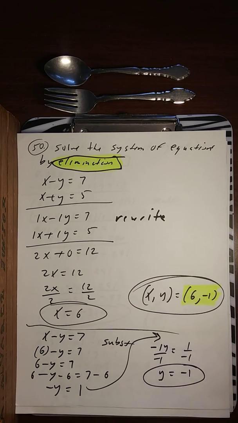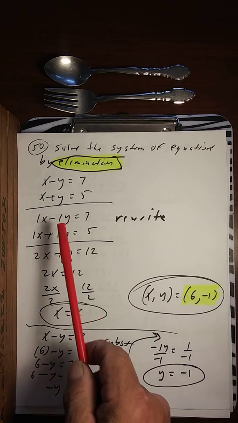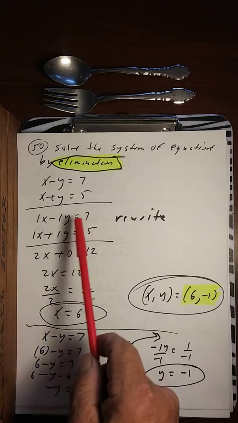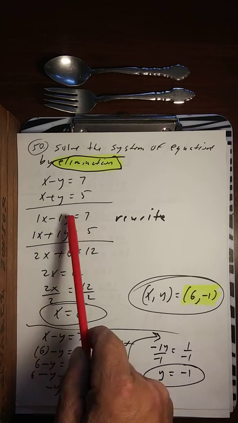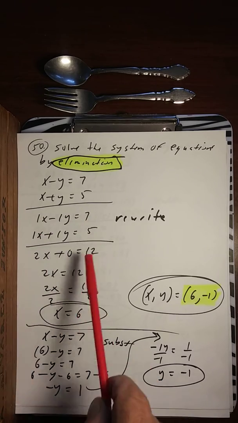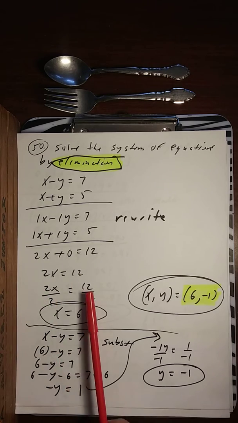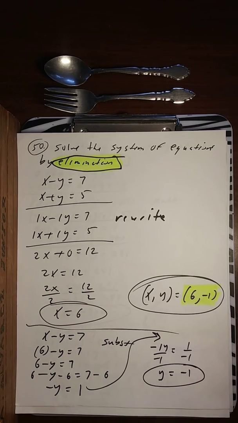Solve the system by elimination. So rewrite it. 1x minus 1y is that, 1x plus 1y. Add them straight down. So you have 2x and 0 equals that. So 2x is 12. Divide by 2. These are going to cancel. So now you have x is what? 6. I have the number.